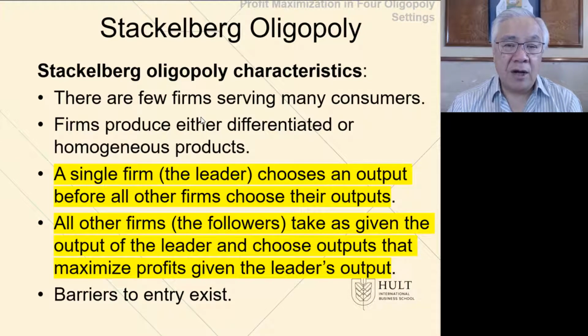Our next oligopoly is Stackelberg. In this case, the characteristics are, again, few firms. That's what oligopoly is. And they can manufacture either a differentiated or a homogeneous product. But here's the difference. There is a leader. The leader then chooses an output before others move. Then based on that move from the leader, the others then react. So in this case, there's not this dynamic back and forth. There's a leader and a reaction.